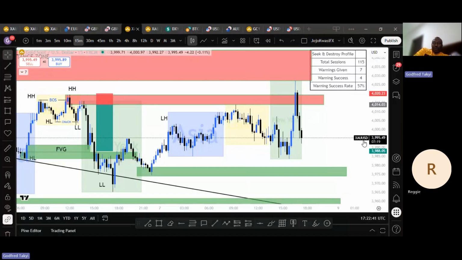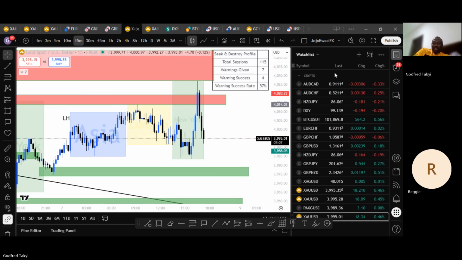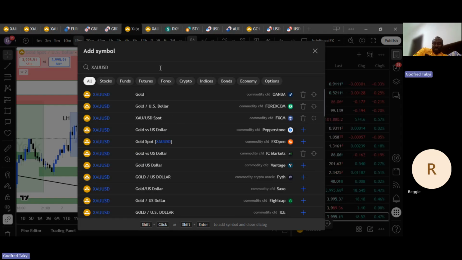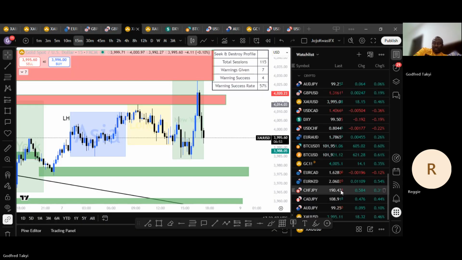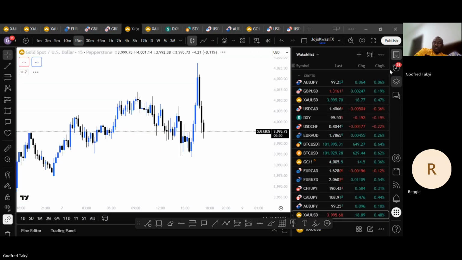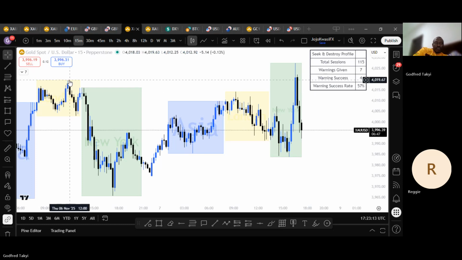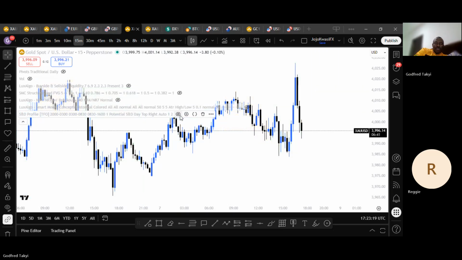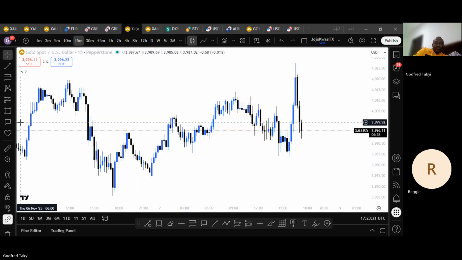Okay, let's go. I have too many things on my chart and it's making the charts funny. Let me open a new Google Chart. Okay, so let me open Pepperstone. Let me hide all these indicators that at times I use.